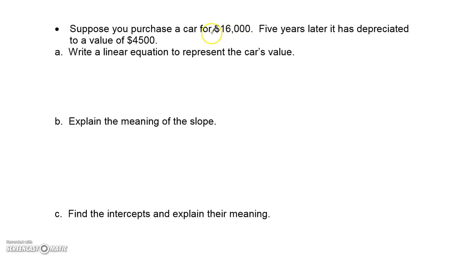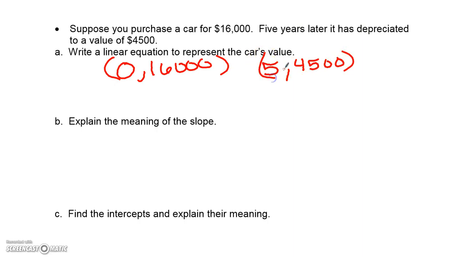Suppose you purchase a car for $16,000. 5 years later, it is depreciated to a value of $4,500. Write a linear equation to represent the car's value. So at 0 years, it was $16,000. At 5 years, the cost was $4,500. So find the equation of the line.